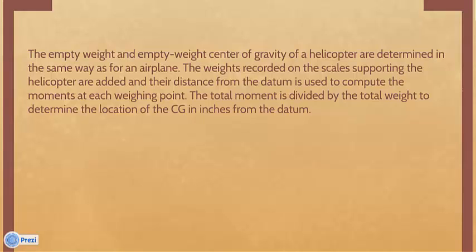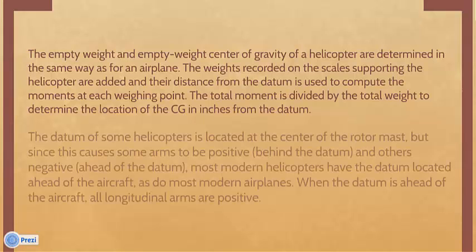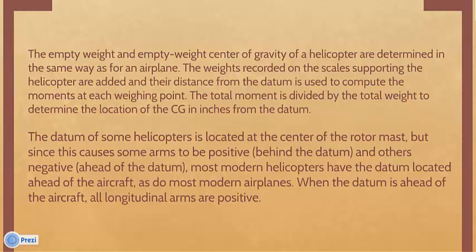The total moment is divided by the total weight to determine the location of the CG in inches from the datum. The datum of some helicopters is located at the center of the rotor mast. But since this causes some arms to be positive and others negative, most modern helicopters have the datum located ahead of the aircraft, as do most modern airplanes. When the datum is ahead of the aircraft, all longitudinal arms are positive.